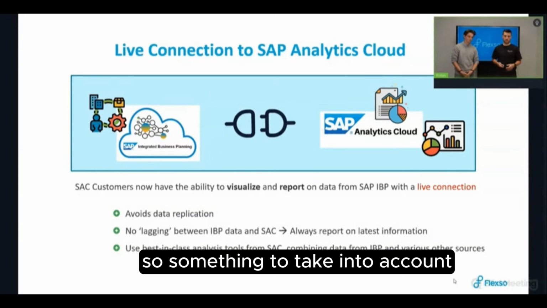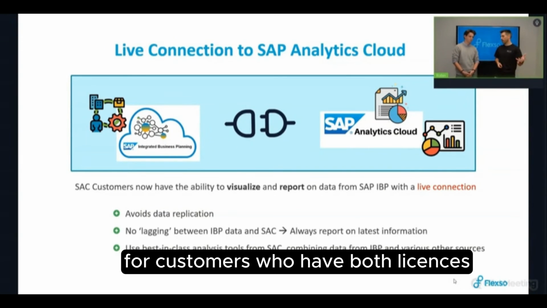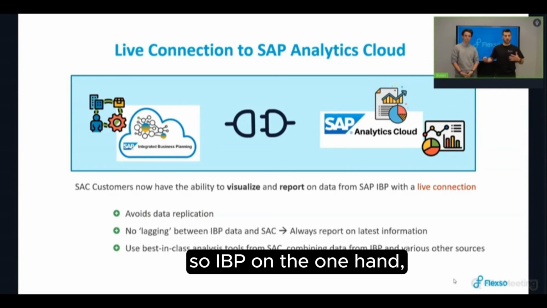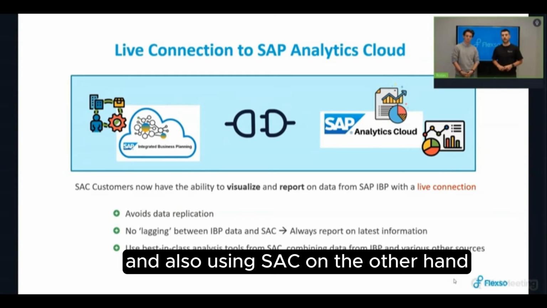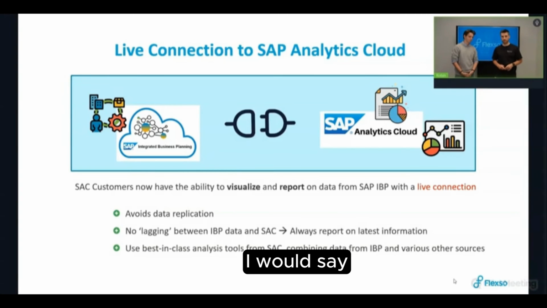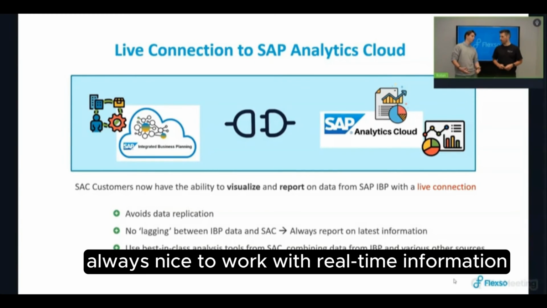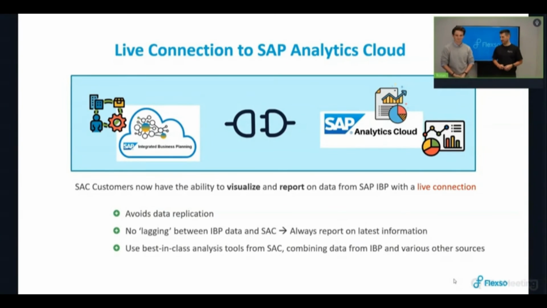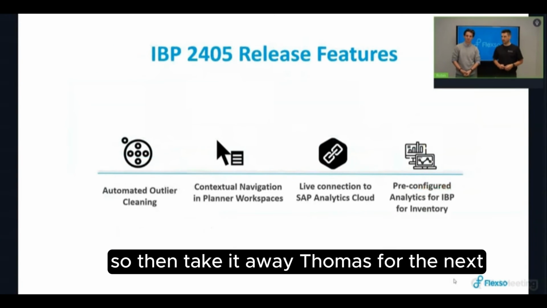So something to take into account for customers who have both licenses, so IBP on the one hand, and who are also using SAC on the other hand, something to take along in the future, I would say. Always nice to work with real-time information. Of course, indeed. So then, take it away, Thomas, for the next.